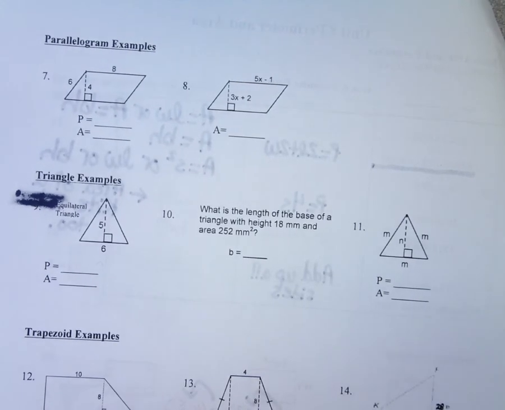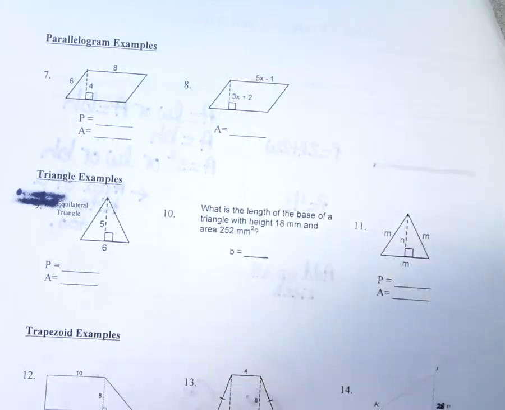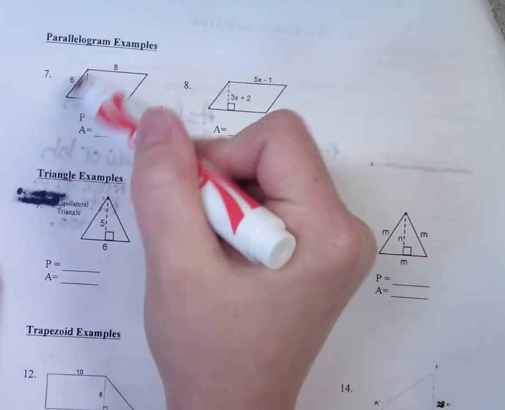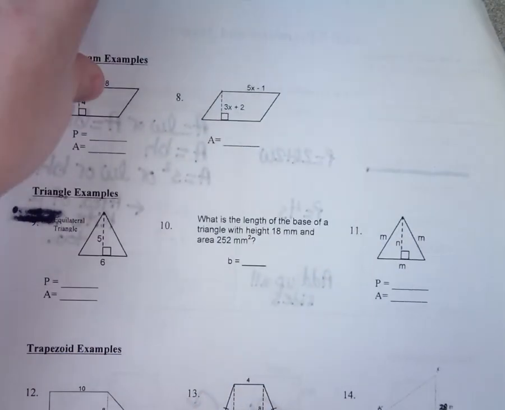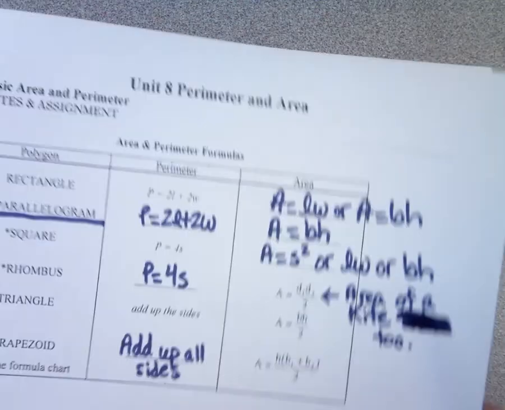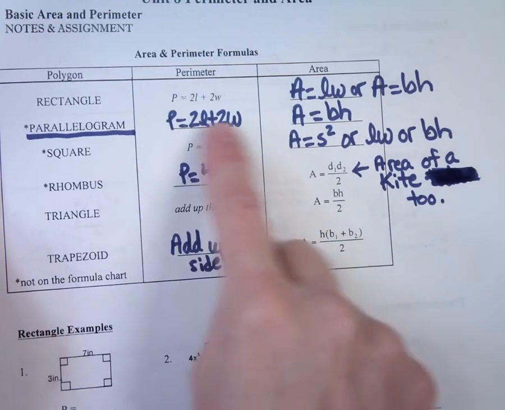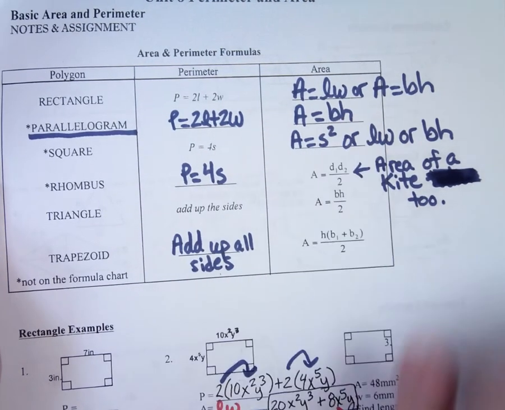Okay, what shape is number 7? It is a parallelogram. So it's a parallelogram because the top and the bottom are parallel and the left and the right side are parallel. So it is a parallelogram. So if I flip back to the parallelogram, if I want to find the perimeter, I can either use the formula 2 times the length plus 2 times the width, or just add all sides. It doesn't matter. And area is base times height.